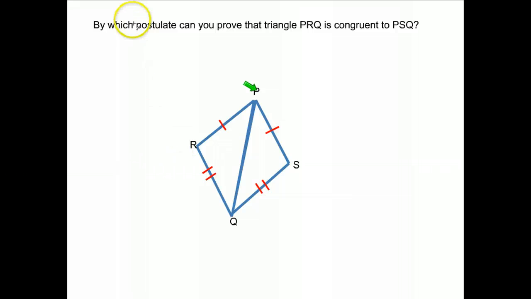All right, let's do some practice here. By which postulate can we prove that triangle PRQ, the triangle on the left, is congruent to triangle PSQ, the triangle on the right? Now, we've seen a picture similar to this before. And remember, our two options right now for proving triangles are congruent are either SSS or SAS.